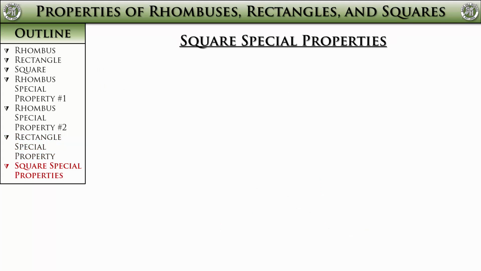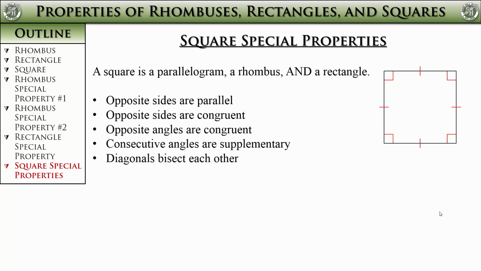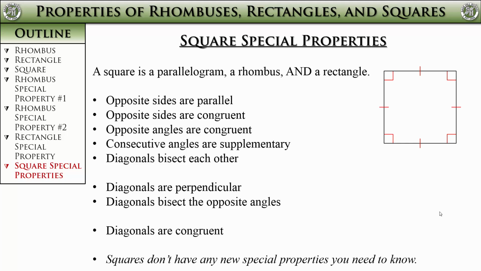Now we come to a square. Squares have a lot of properties, which may seem intimidating, but none of them are new. Remember that a square is a parallelogram, a rhombus, and a rectangle. Due to that, the square has all of the properties of all those things. A square has all of the properties of a parallelogram. None of these should be a surprise. None of these are new. A square also has the 2 special properties of a rhombus, and also the 1 special property of a rectangle. None of these are new properties. There are just so many of them because a square is so many things. The good news is that none of them are new, and a square doesn't have a new special property all to itself that you need to know.